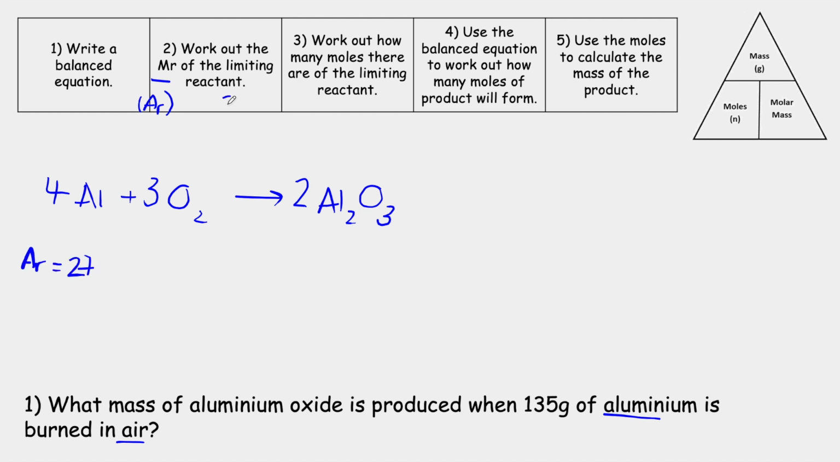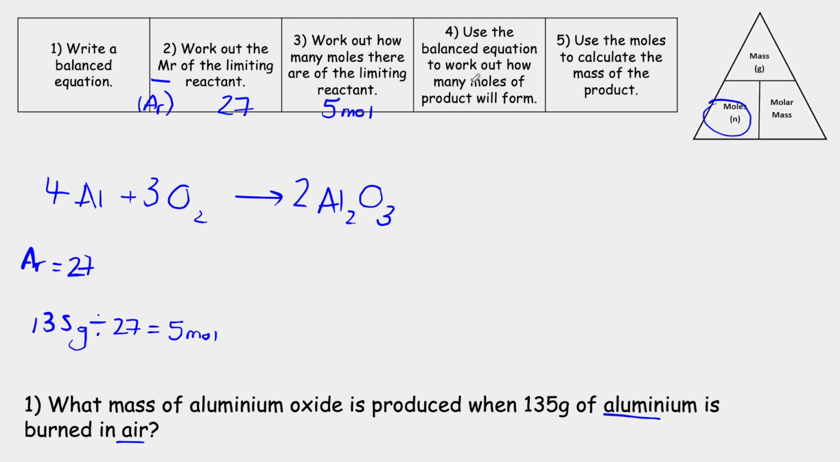So that's done. The next step, work out how many moles there are. So over here, moles equals mass divided by molar mass, or in this case the AR. So mass is, from the question, 135 grams. 135 grams of aluminium divided by 27. And how many moles does that give us? That gives us 5 moles. So we can put that up here.